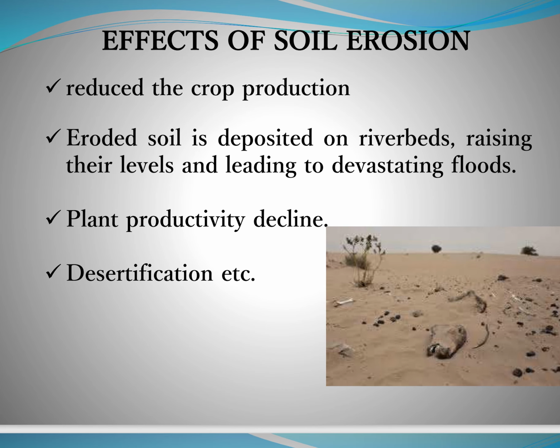What are the effects of soil erosion? Reduced crop production. Eroded soil is deposited on riverbeds, raising the levels and leading to devastating floods. Plant productivity declines, and desertification, etc. These are some of the major effects of soil erosion.